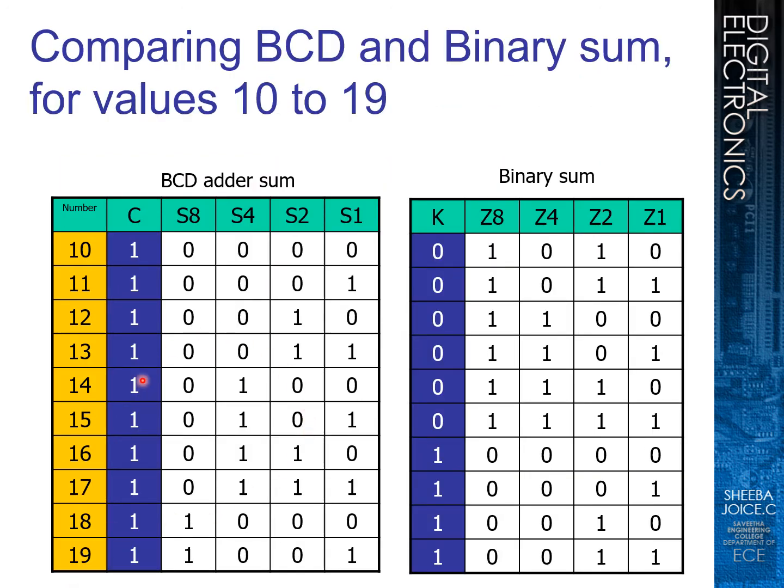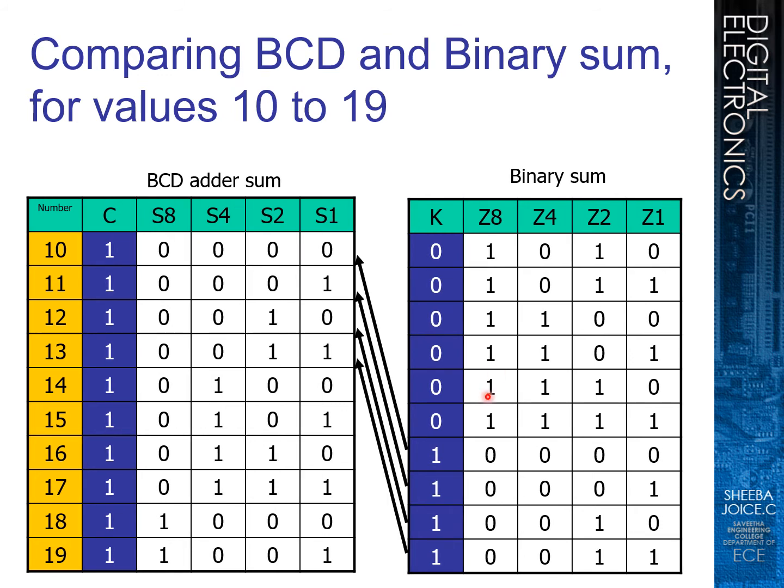Now let us compare the BCD sum to the binary sum for values 10 to 19. So we can see here from 10 to 19 there is a variation. So what is that variation? You can see there is a shift of 6 numbers. So from here it is just going to be the same, 1 followed by 4 zeros.